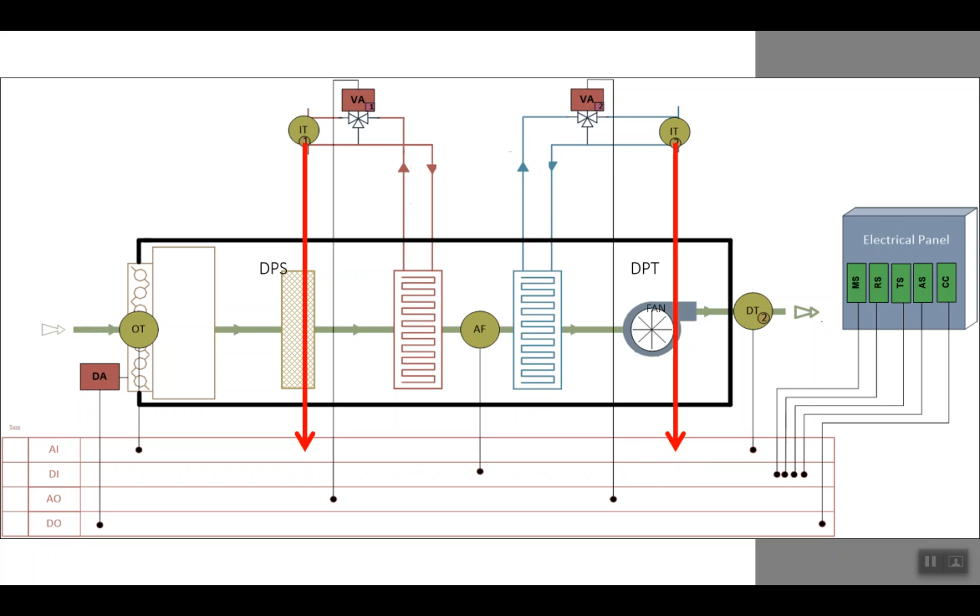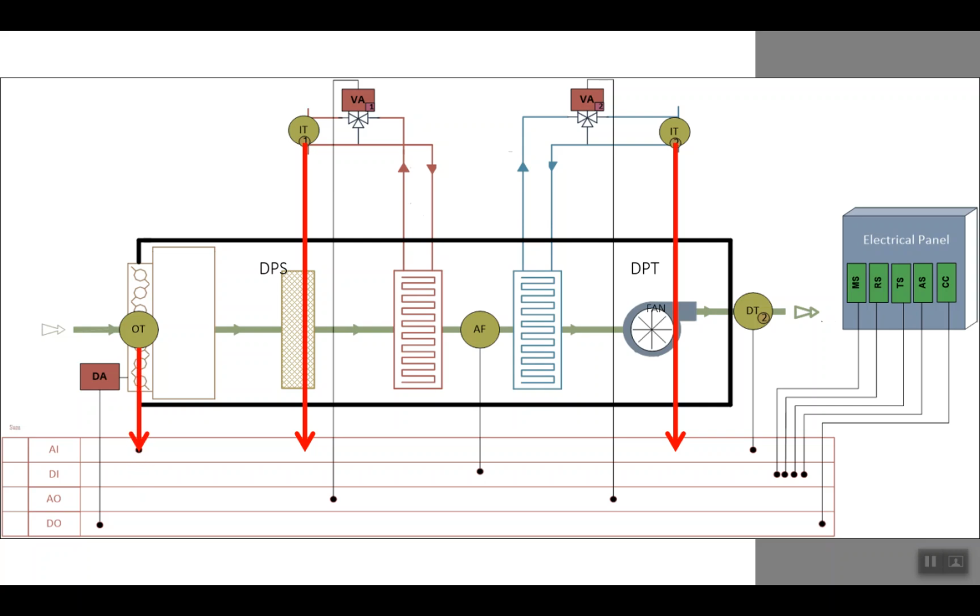As you see in the picture, for the hot coil and cold coil, we have the immersion temperature sensor to monitor the temperature of the hot water and cold water. This information is provided as 4 to 20 milliamp or 0 to 10 volt or passive, and we need the analog input on the BMS side to receive the data.